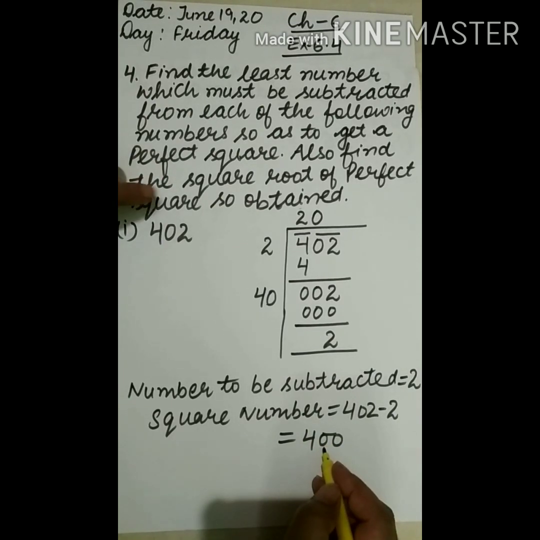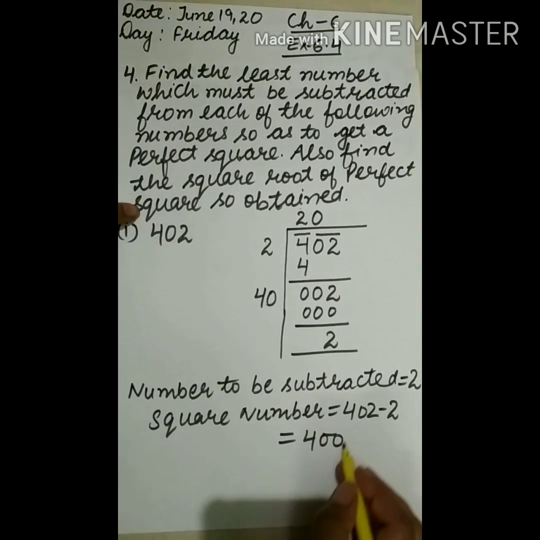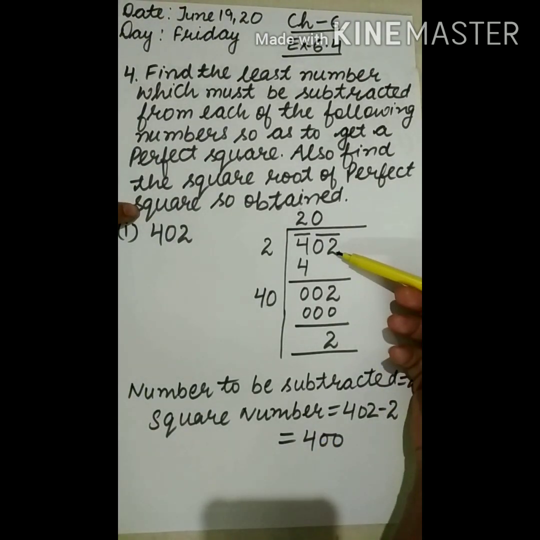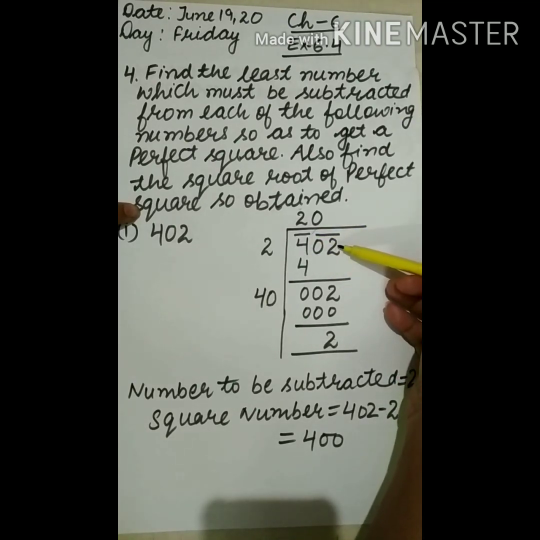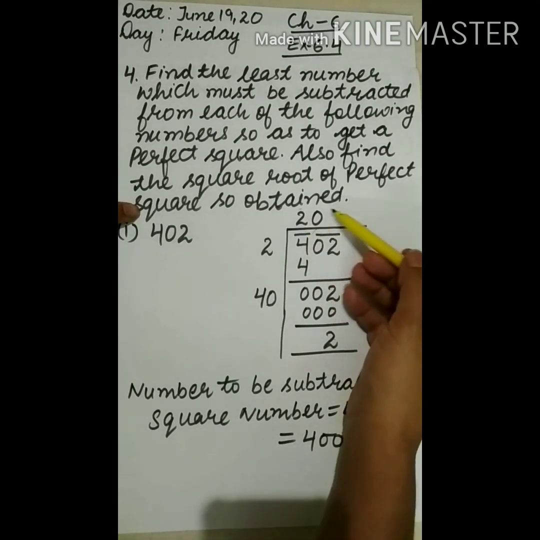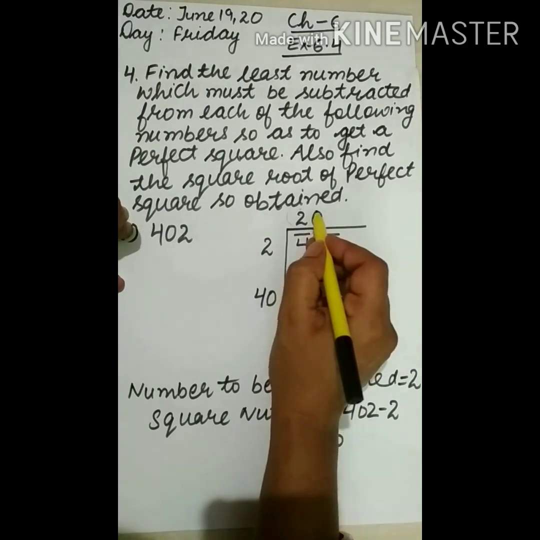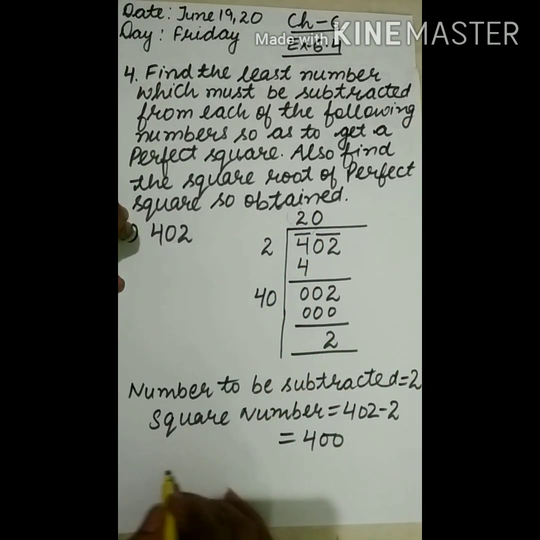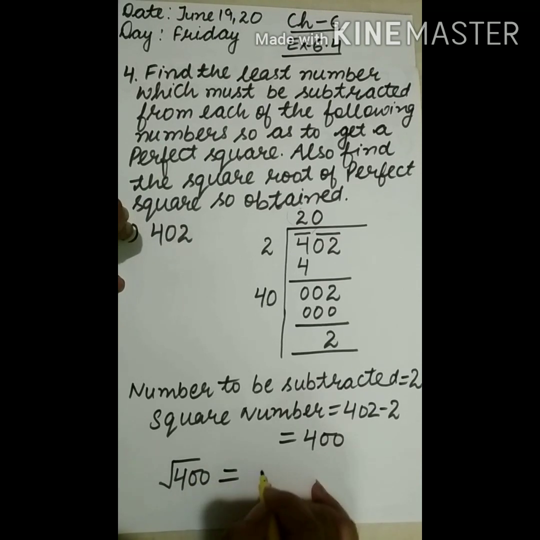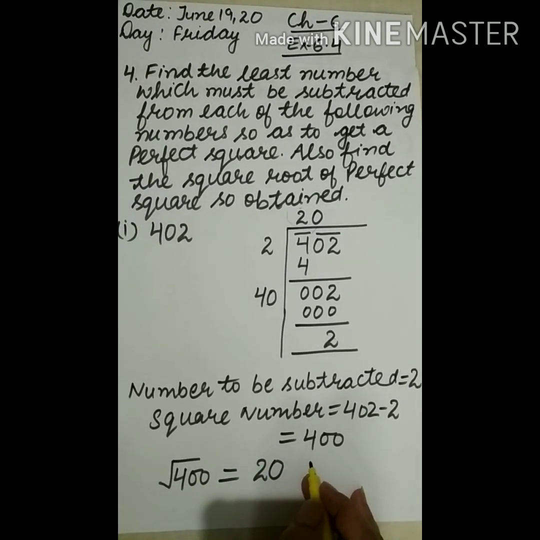Now we are to find the square root of the perfect square so obtained. We got the perfect square 400. Students, you can see from here, if I subtract 2 from 402, I'll get 400. And this is the square root of 400. Whatever you get here will be the square root of that square number which you get after the subtraction. So the square root of 400 is 20, which is the required answer.